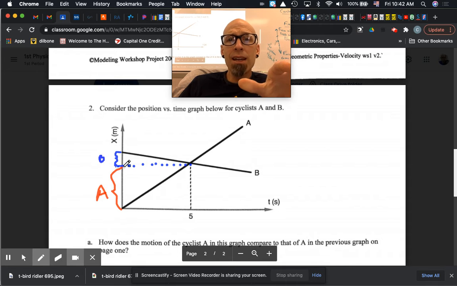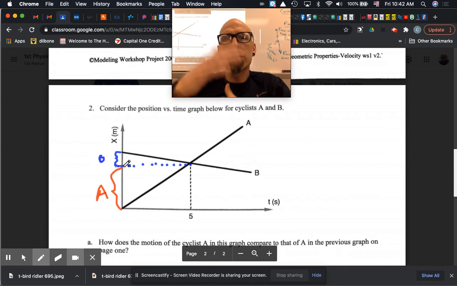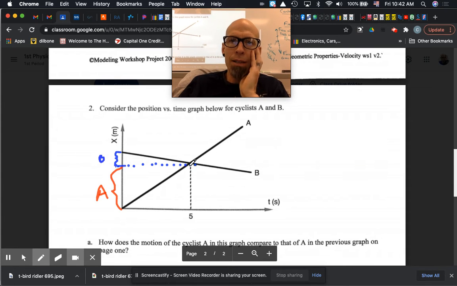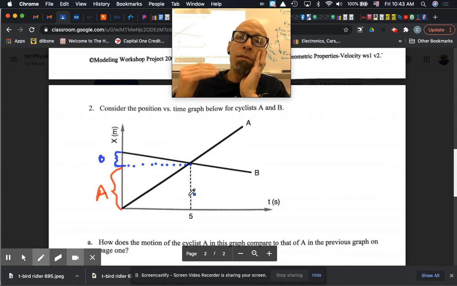So B may even be slower in the second graph than the first one. It's hard to tell because we're not looking at graphs that are side by side, and we don't have any numbers to find the steepness, but that's not very much position change. A went way further in the first 5 seconds. Again, further reinforcing that A is faster than B. I hope that makes sense.